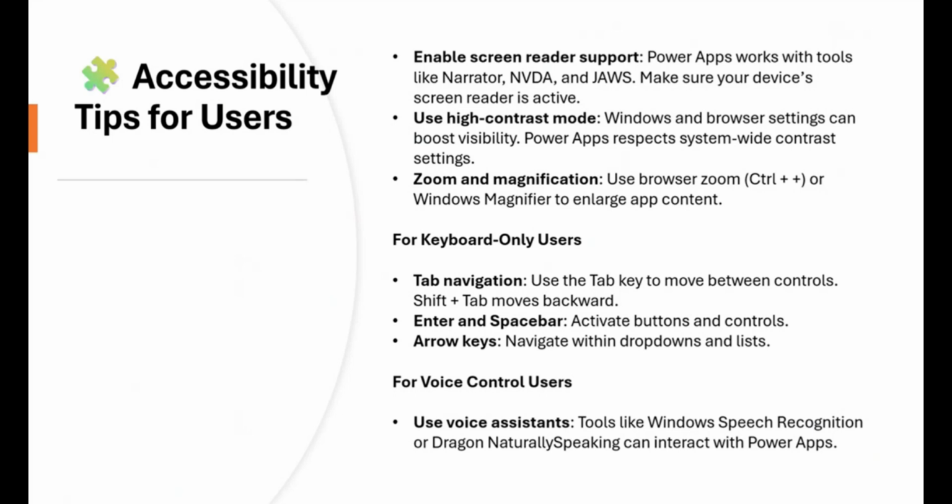For keyboard-only users, there is tab navigation using the Tab key. So you can use the Tab key to move between different controls and use Shift+Tab to move backward. You can use your Enter and spacebar to activate buttons and controls. Arrow keys navigate within drop-downs and lists.